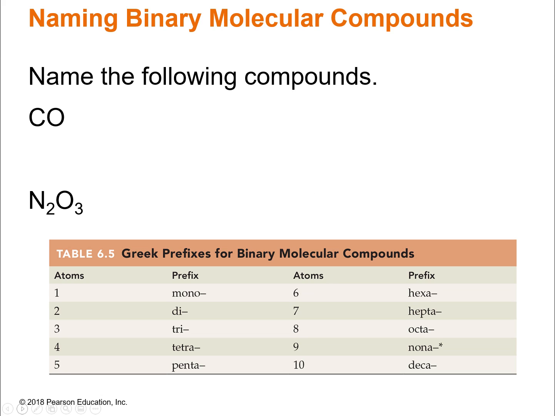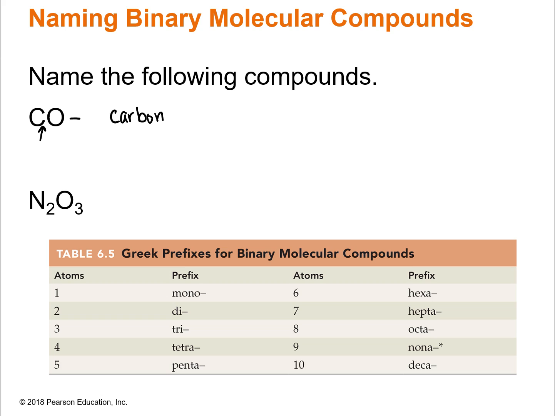So I'm going to walk you through naming a couple of compounds. We already know it's a binary molecular compound because there's 2 elements and they're both nonmetals. We write down the name of the first element. There's no subscript here, so that means there's only one. But we don't write mono here. We just write carbon.